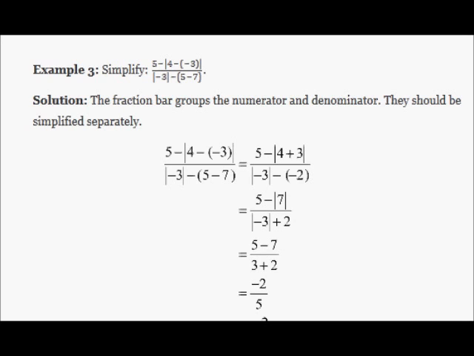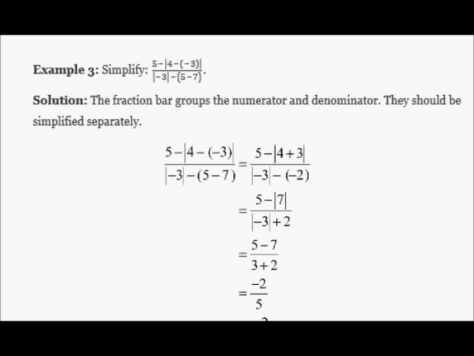In the numerator we work inside out. On the inside we have 4 minus negative 3. The negatives cancel. That's 4 plus 3. That's 7. Absolute value of 7 is 7. 5 minus 7 is negative 2. So you have negative 2 in the numerator.